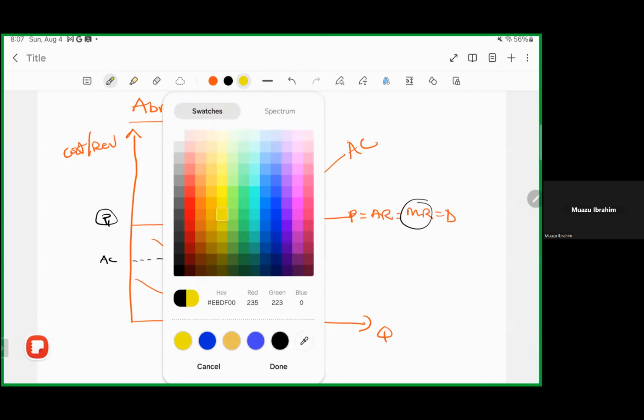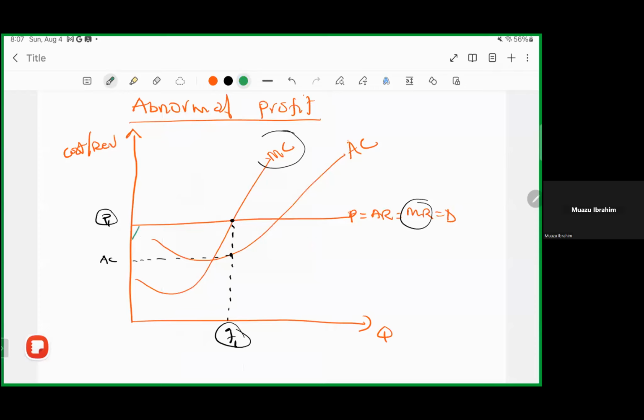So this particular thing that we are looking at is the profit. This shaded area is the firm's profit. So this particular profit is what is called the abnormal profit.